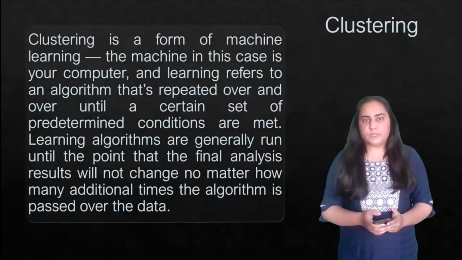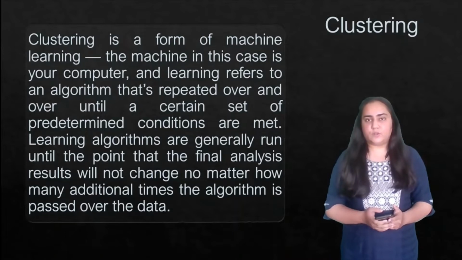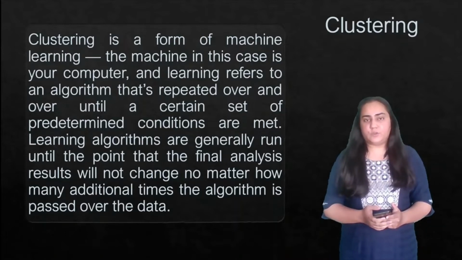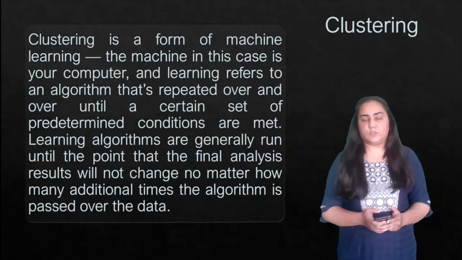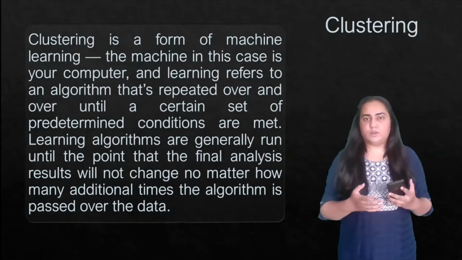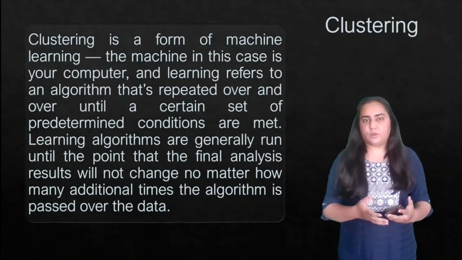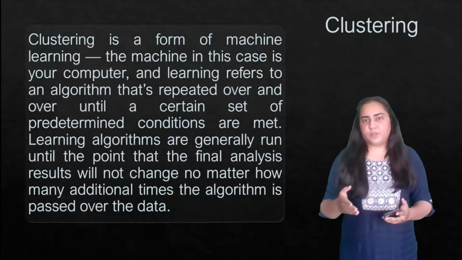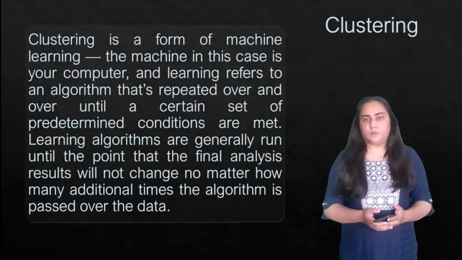Clustering is a form of machine learning, and the machine in this case is your computer. And learning refers to an algorithm that's repeated over and over until a certain set of predetermined conditions are met. So it is a form of machine learning. And here, the learning algorithm is generally run up to a point where, in the final analysis, the results do not have any change, no matter how many times you run the algorithm again. So that is the point up to which that algorithm is going to be run. And that's how the algorithm learns.